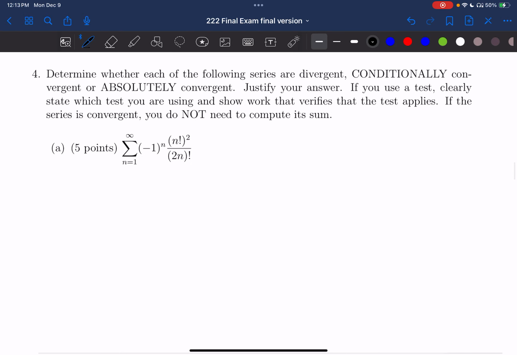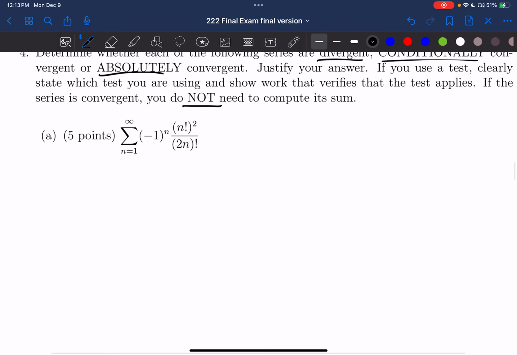Determine whether the following integral or following series are divergent, conditionally convergent, or absolutely convergent. Justify your answer. You do not need to compute the sum. Looking at this first one, we can immediately see this is a ratio test. So let's write our ratio test, and let's apply the ratio test.